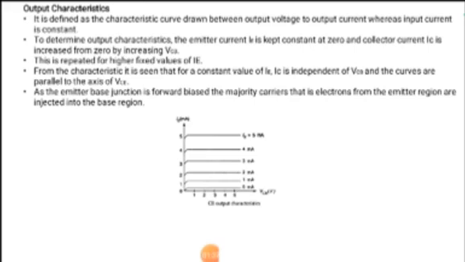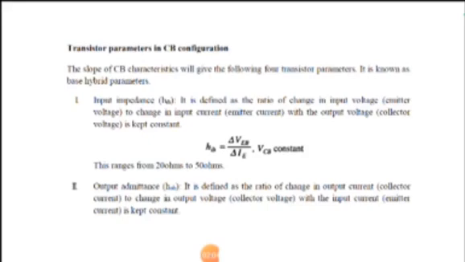And in the case of the output characteristics, there is a curve between the output voltage and the output current, where here we are keeping the input current constant. To determine this output characteristics, the emitter current is kept constant, that is at 0, and the collector current is increased from 0. So for the repeated values, we are finding out the value and you will get the graph like this one. So here you can see the transistor parameters of the CB configuration.